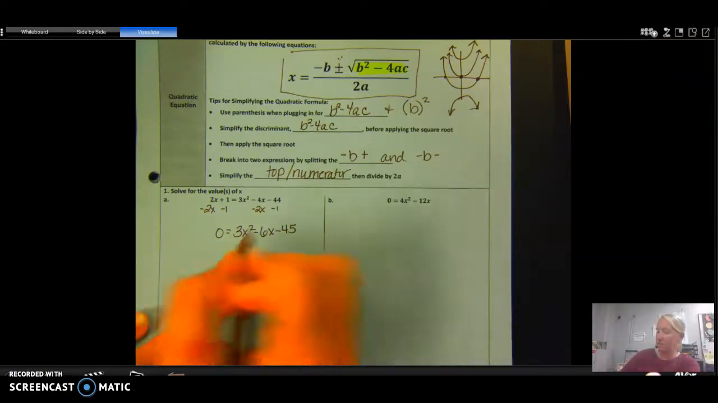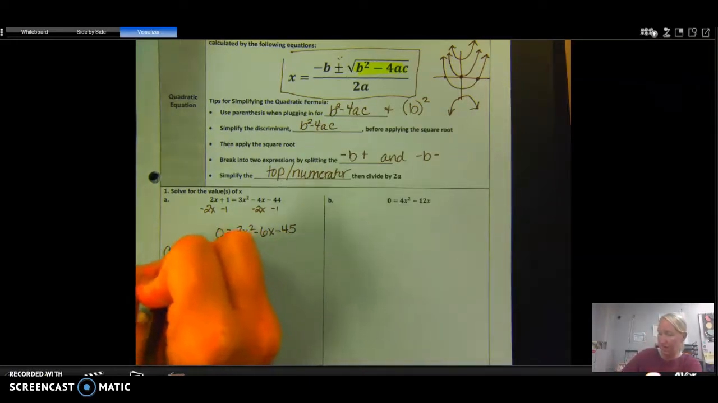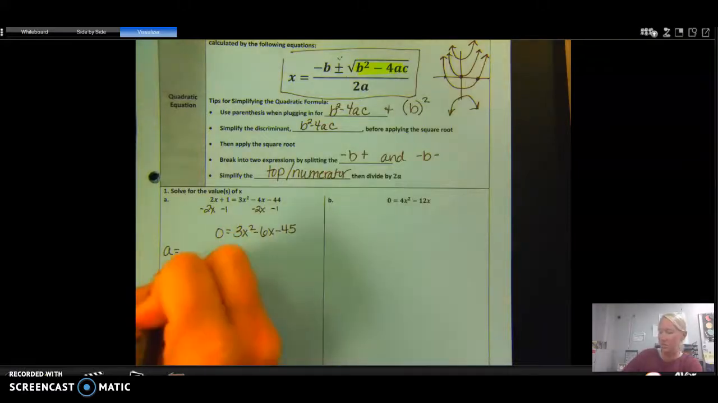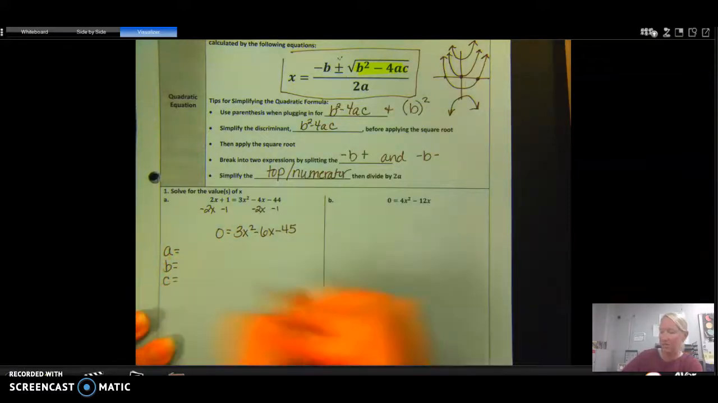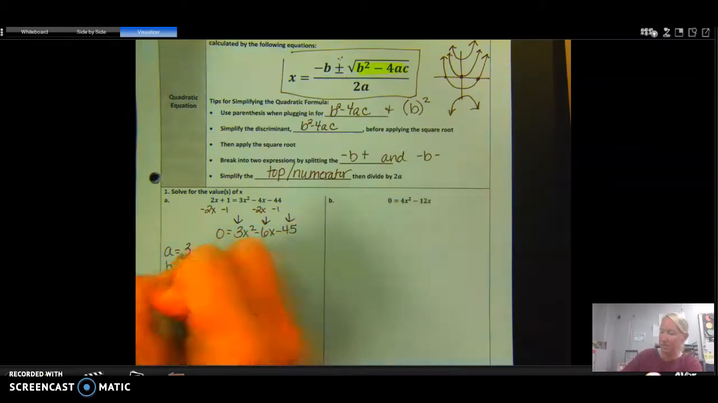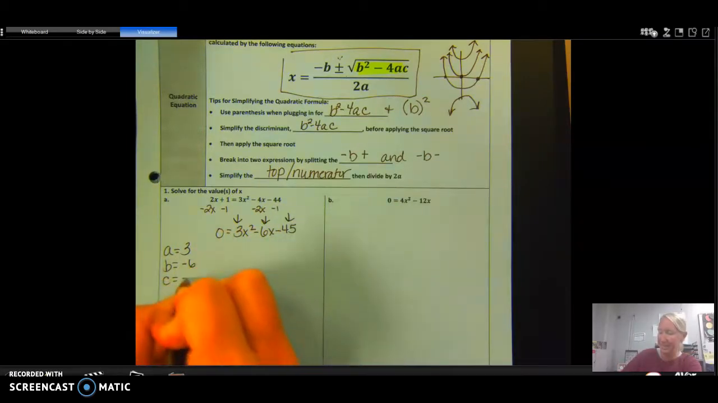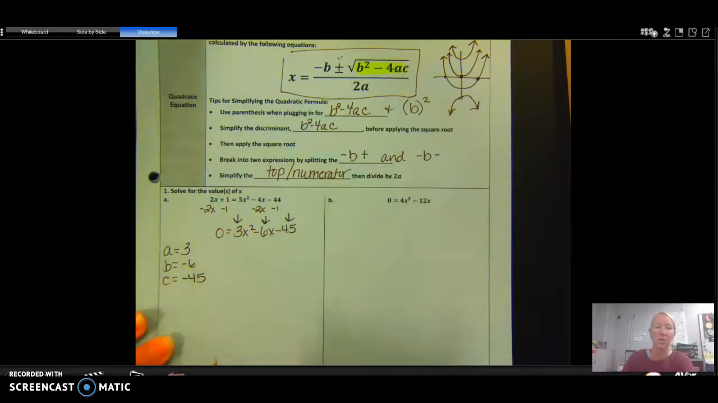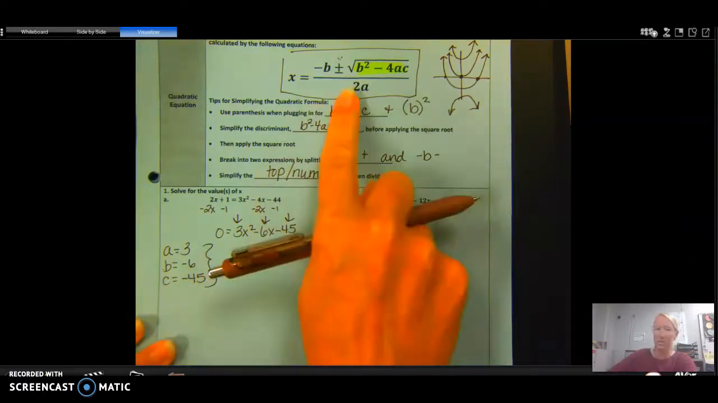Okay, so right now what I'm going to do, once I have solved for that, gotten everything to one side, and set it equal to 0, is list out what my A value is, my B value, and my C value. So A, B, C. A is a positive 3, B is a negative 6, and C is a negative 45. It's very important that you bring the sign with it. Once I've done that, I can then plug into this equation right here.